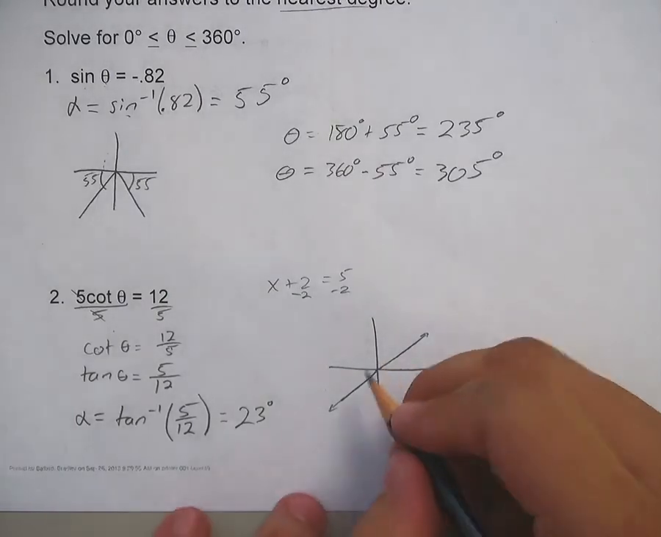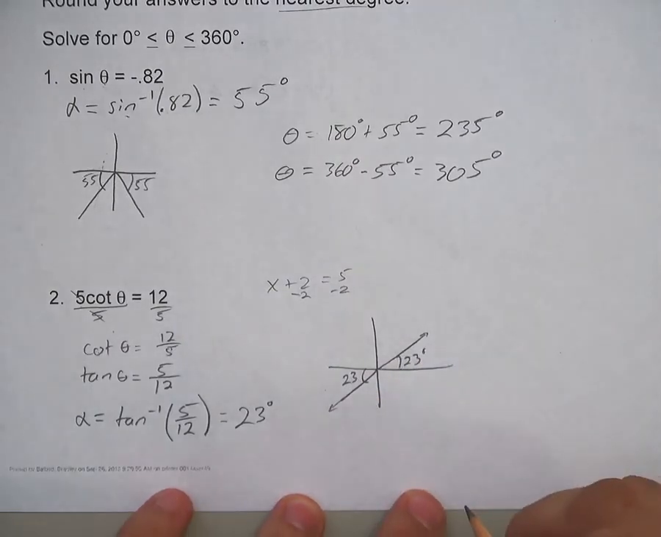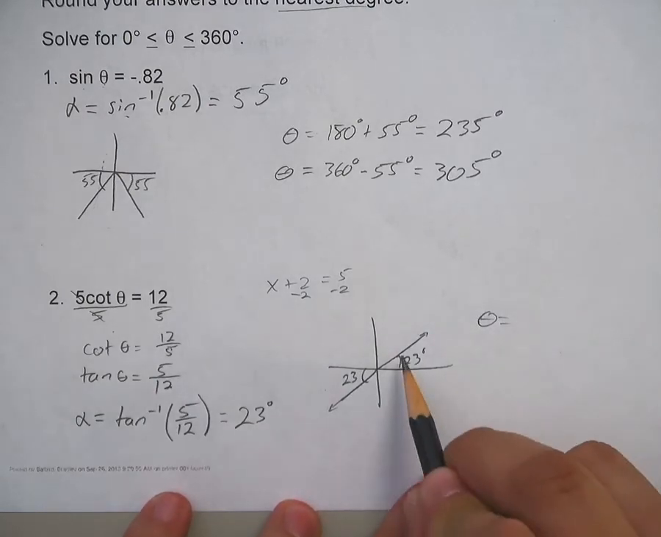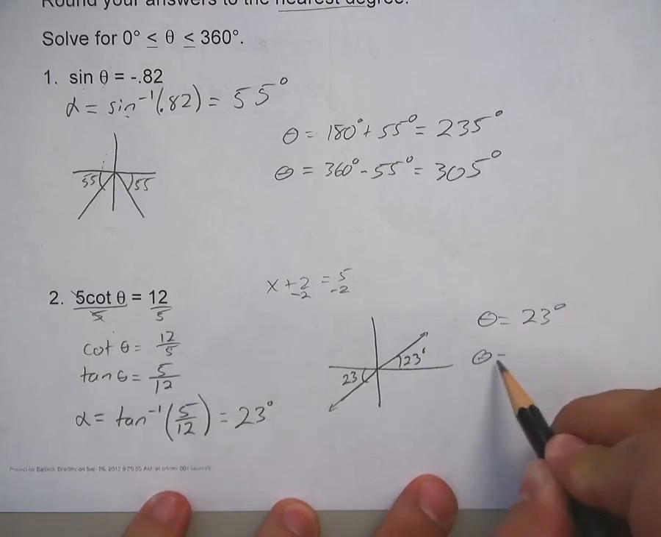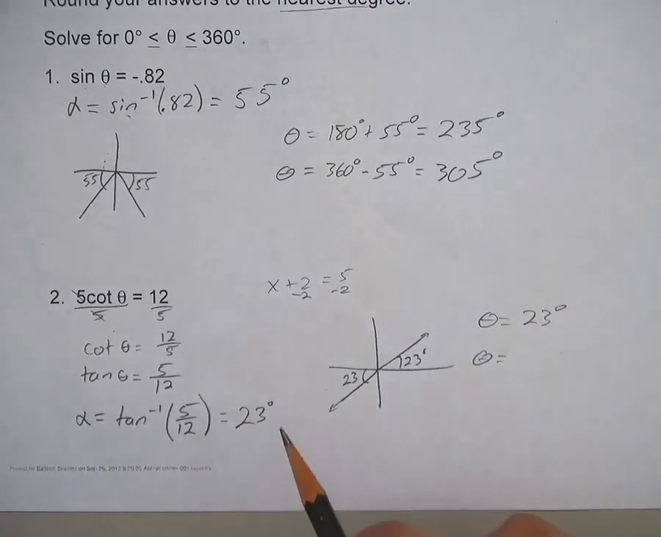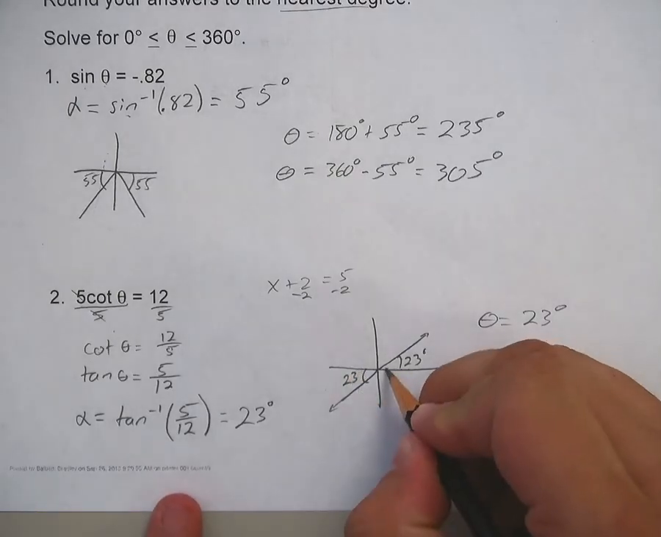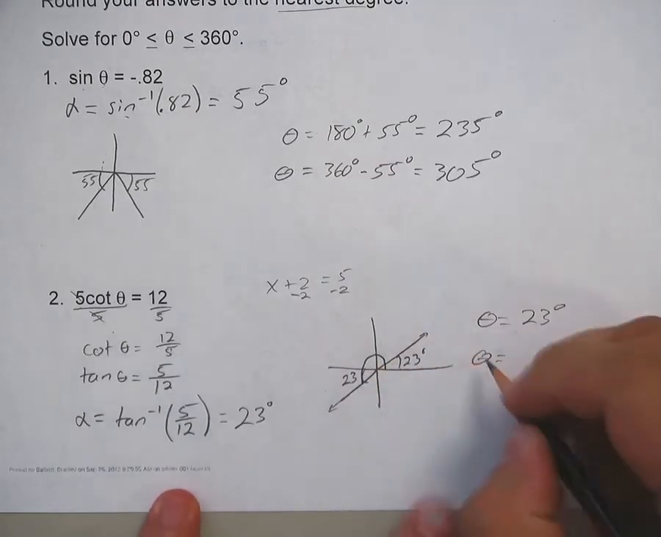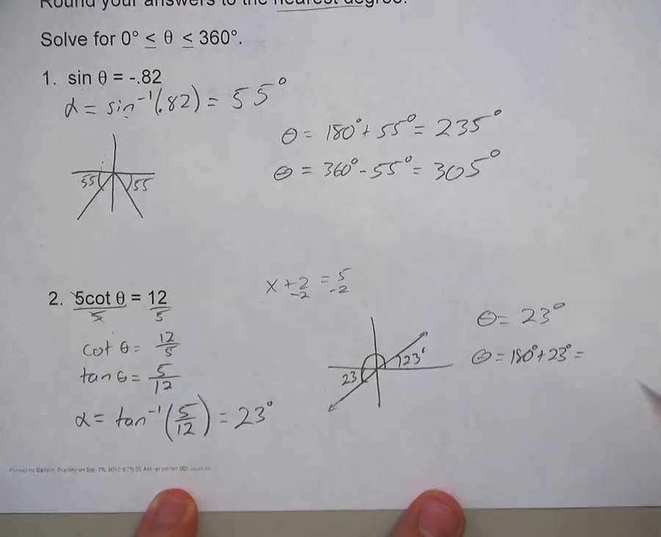First and third quadrant, 23 degrees here, 23 degrees here. So you've got theta is, for the first quadrant, this one's pretty obvious, it's just 23 degrees. For the third quadrant, you got 180 plus 23, because this is your entire angle. So it's 180 plus 23, all degrees here, which is 203 degrees.